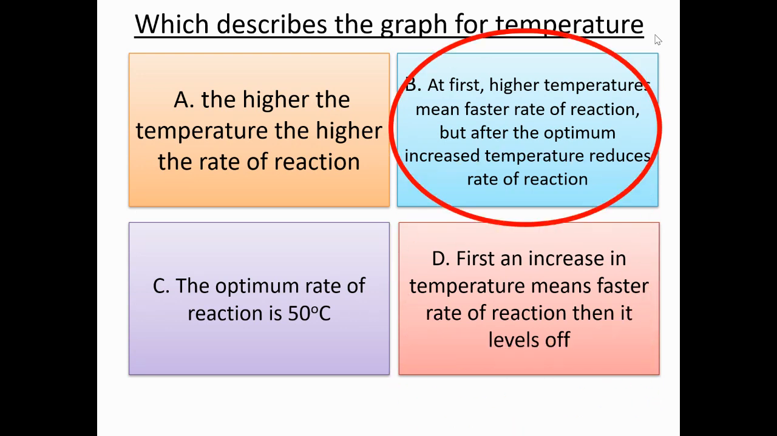Right, the answer is B. At first, high temperature means faster rate of reaction, but after the optimum, increased temperature reduces the rate of reaction. Okay, so the first one, although it is true, but only up to that 40 degrees, the optimum rate of reaction is 50 degrees C. That's usually too high for most plants. It's 40. And an increase in temperature means faster rate of reaction, then it levels off. No, leveling off fits more for light intensity or carbon dioxide reaction. It does not level off with temperature, but rather goes back down again.